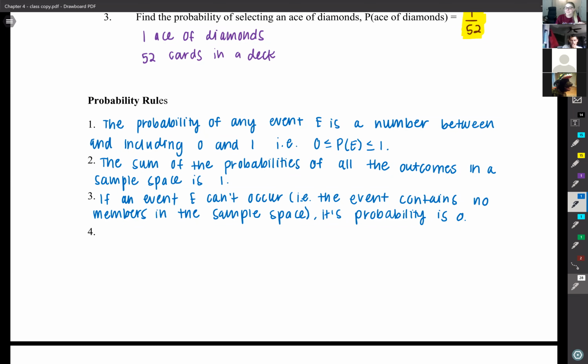It's usually kind of silly stuff like that that doesn't really make a whole lot of sense. But yeah, if I asked you what's the probability you roll an 8, 0. There's literally 0 chance that you can roll an 8 with a die. So that's an example.